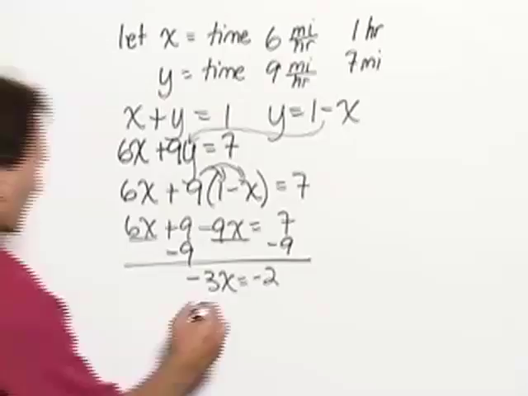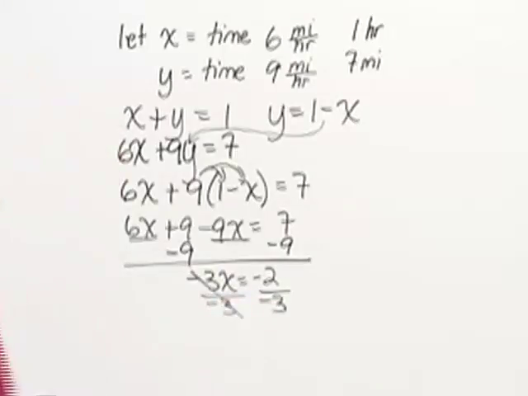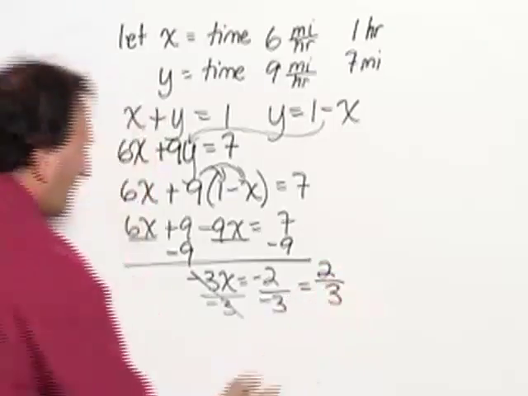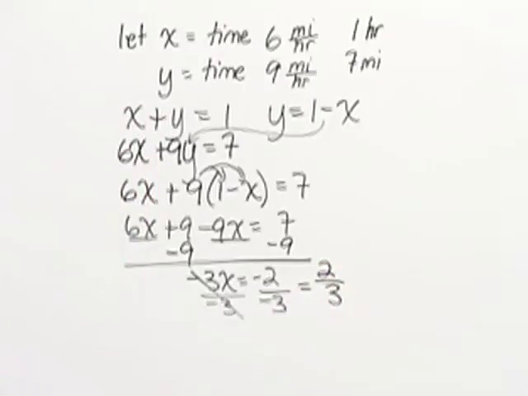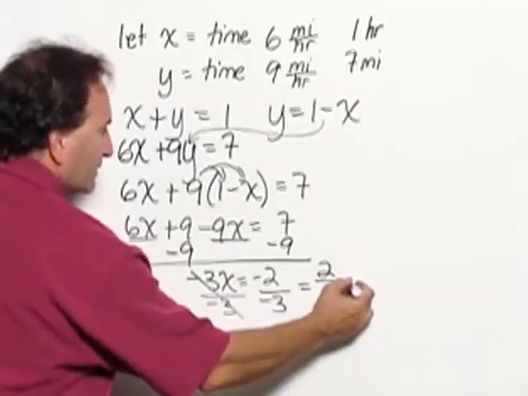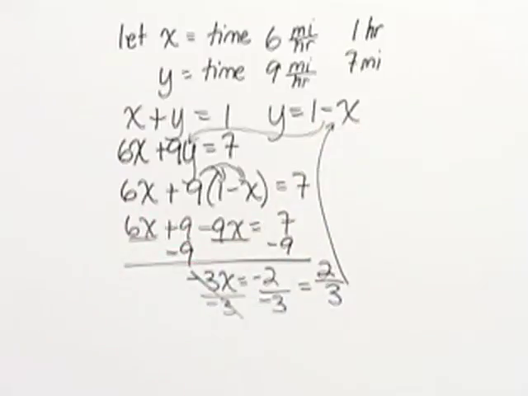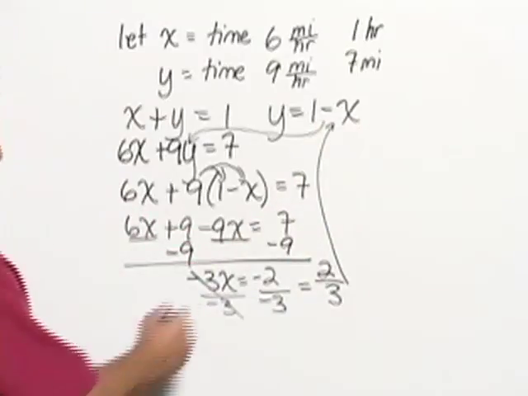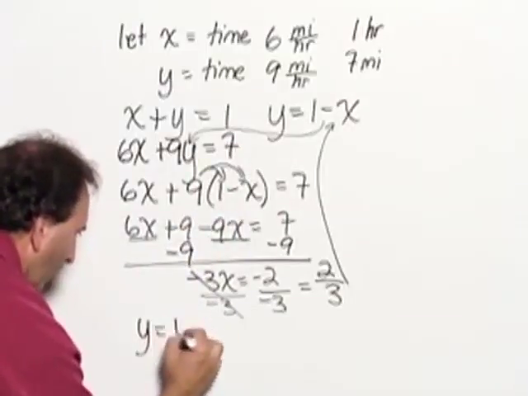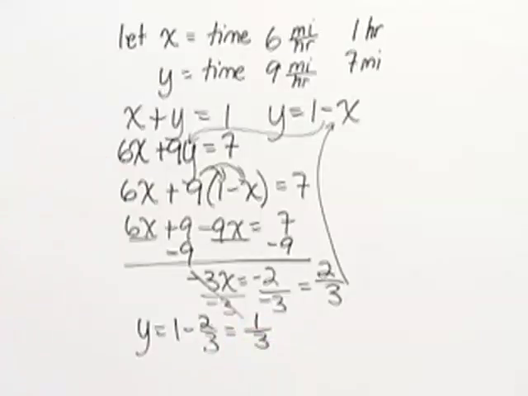Dividing both sides by negative 3, those cancel out, leaving us with x equals, in this case, positive 2/3. So now, we can take that value of x and substitute it in this equation, and that would allow us to find y. So I would take y equals 1 minus 2/3, and that, of course, equals 1/3.